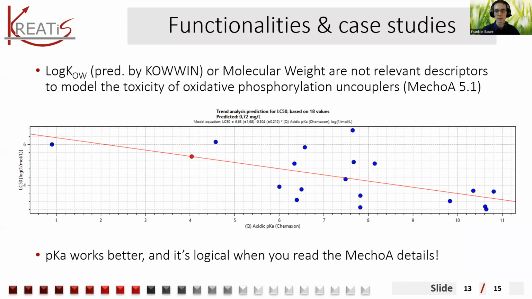The MechoA details given along with the predictions of the profiler indeed explain how pKa and other parameters influence the activity of MechoA 5.1 substances. So thanks to the MechoA profiler, we were able to firstly generate a homogeneous category in terms of mechanisms of toxicity, and secondly, to select an appropriate descriptor for the quantification of the toxicity.